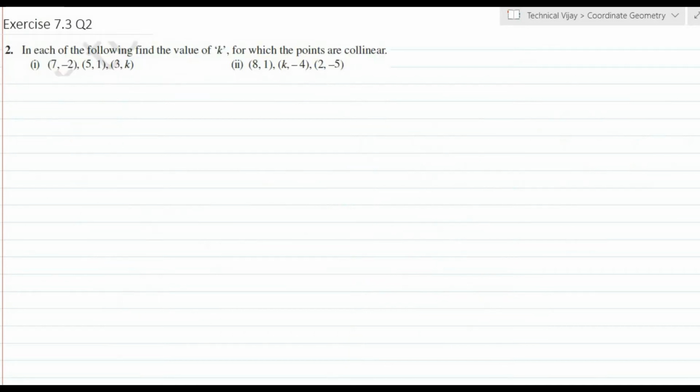Here, exercise 7.3, question number 2: in each of the following, find the value of k for which the points are collinear. Here again the term collinear, what does it mean? We have already seen that collinear means all the points, that is points A, B and C, are in a straight line. So they are lying on one common straight line.